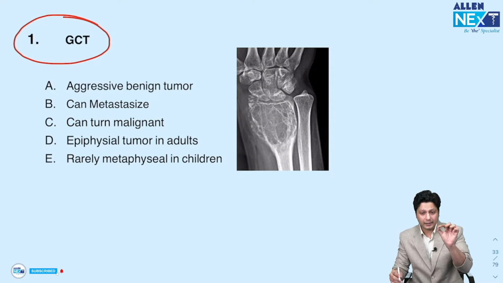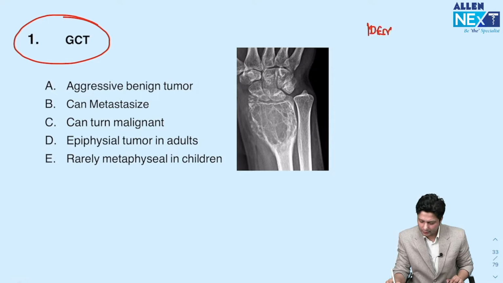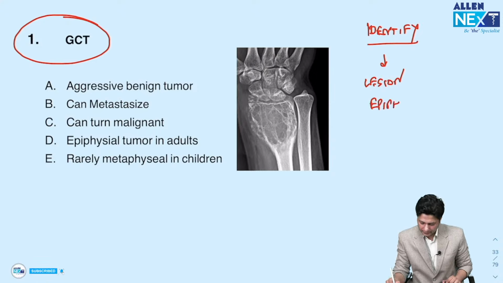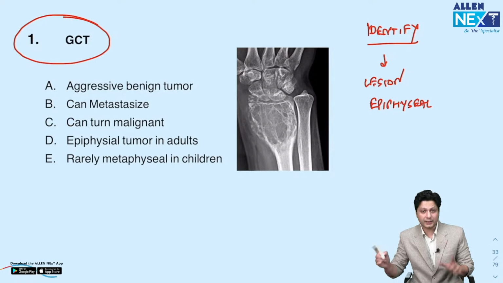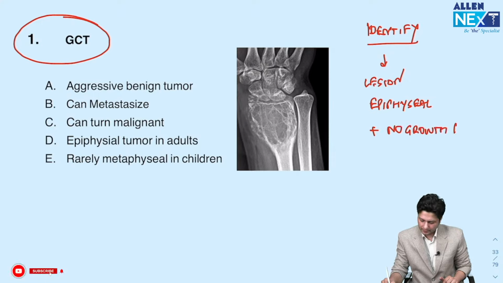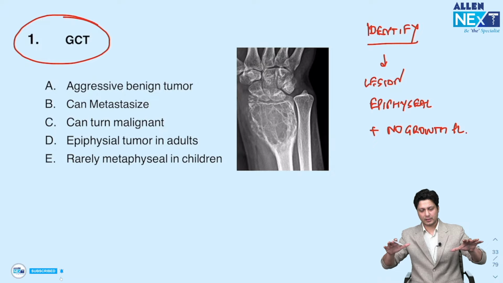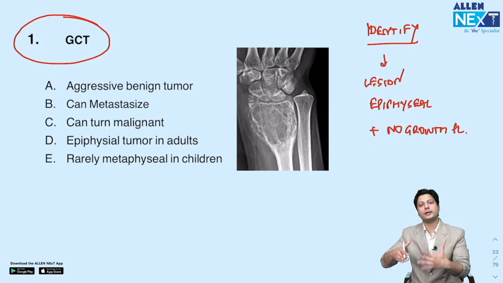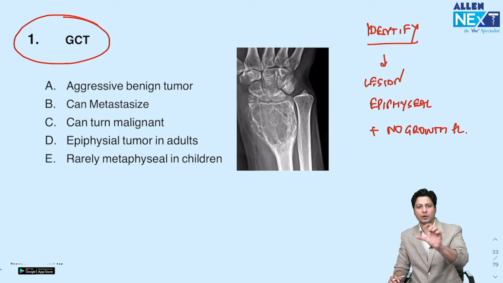First of all, identification, that is, how you are going to identify a GCT or a giant cell tumor. Simple. You just have to see a lesion and locate it. If it is epiphyseal, yes, there is a possibility that it is a GCT. But before confirming it, you have to see that there is no growth plate visibility in that particular bone. That means it is the X-ray of a skeletally mature individual where the growth plate is already obliterated, and this goes in favor of the giant cell tumor.